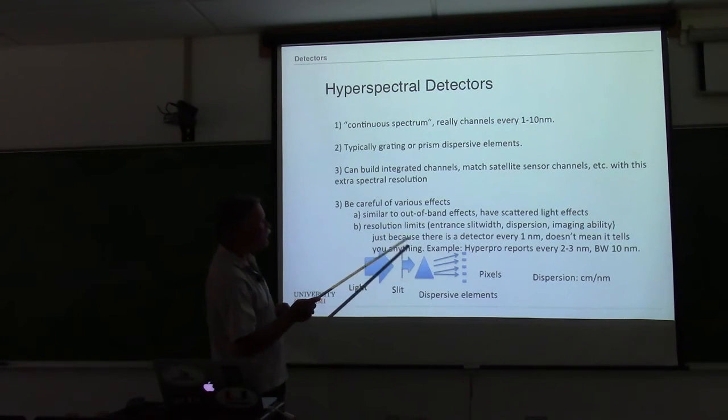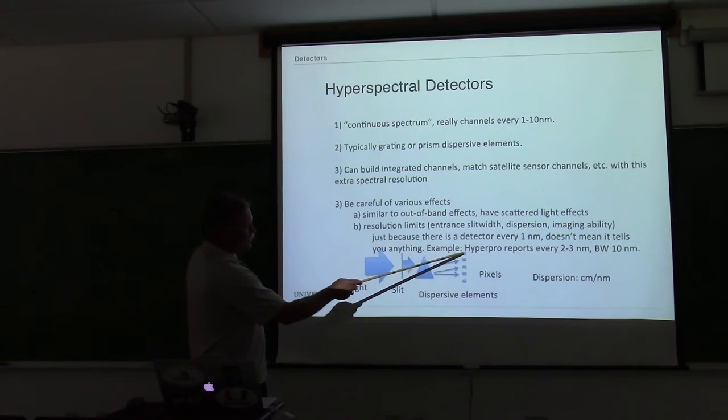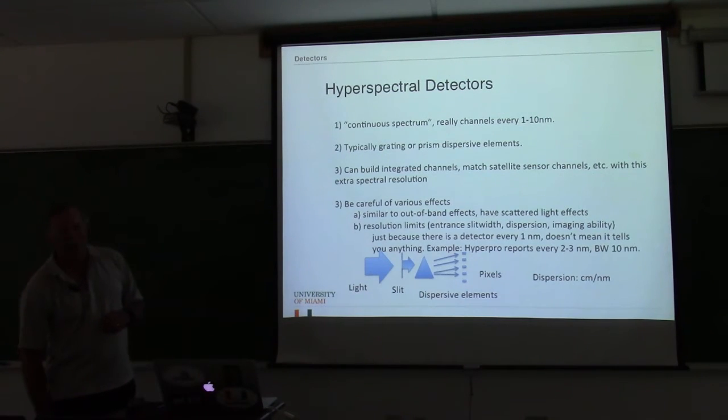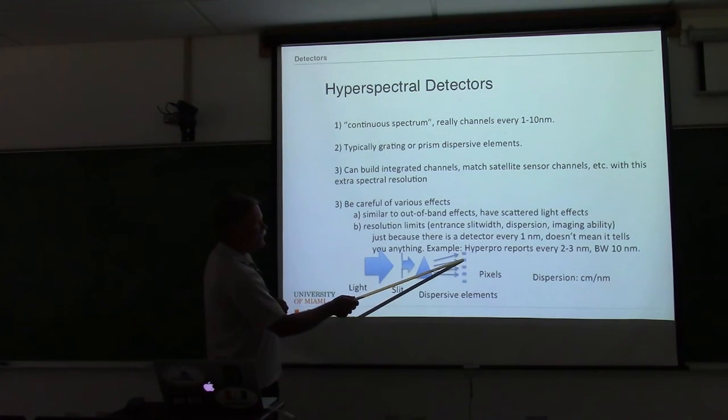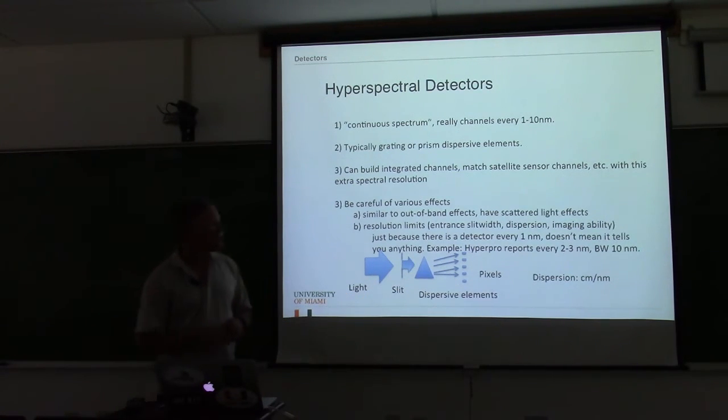Resolution limits. Now, it's important when you buy a hyperspectral instrument to understand that you could put a zillion detectors here and get a detector every nanometer if you like, but that isn't really the spectral resolution of the instrument. The spectral resolution of the instrument is, at this detector, what's the full width at half maximum of the signal that it sees? So those are two different things.